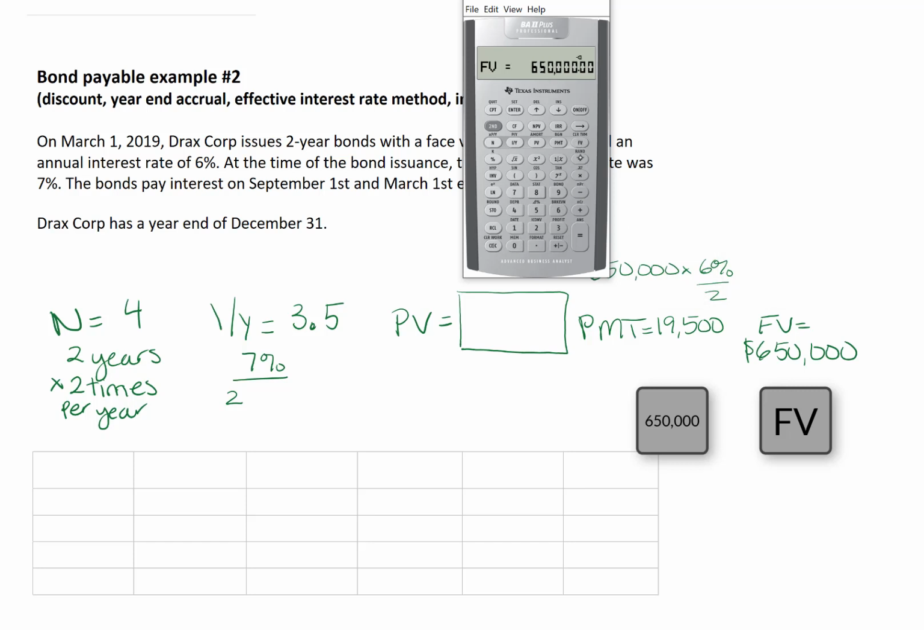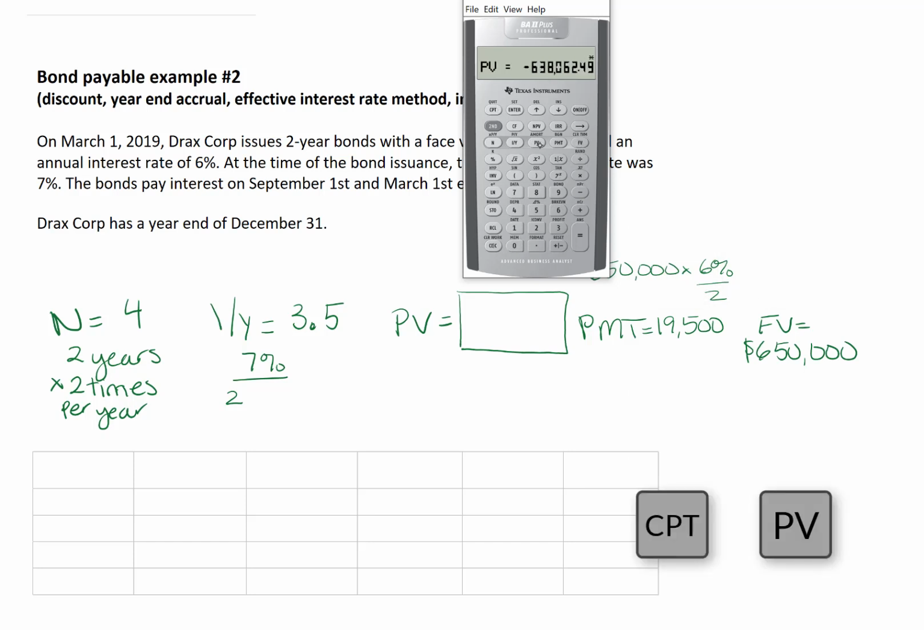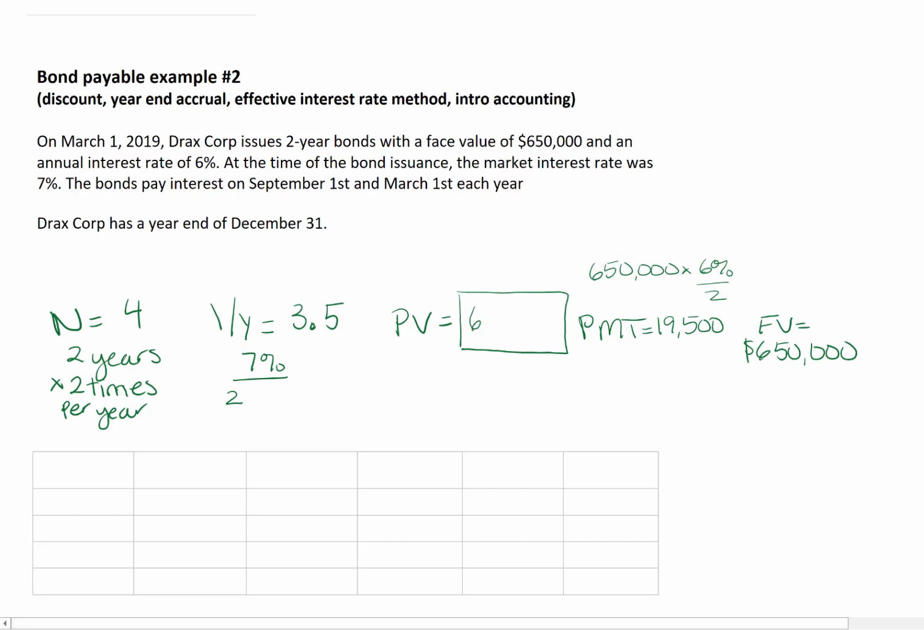Then I'm going to push CPT, compute, and PV. And I got a present value of $638,062. So these bonds are getting issued at a discount, which makes sense because the bond rate that we are offering is lower than the interest rate the rest of the market is offering.